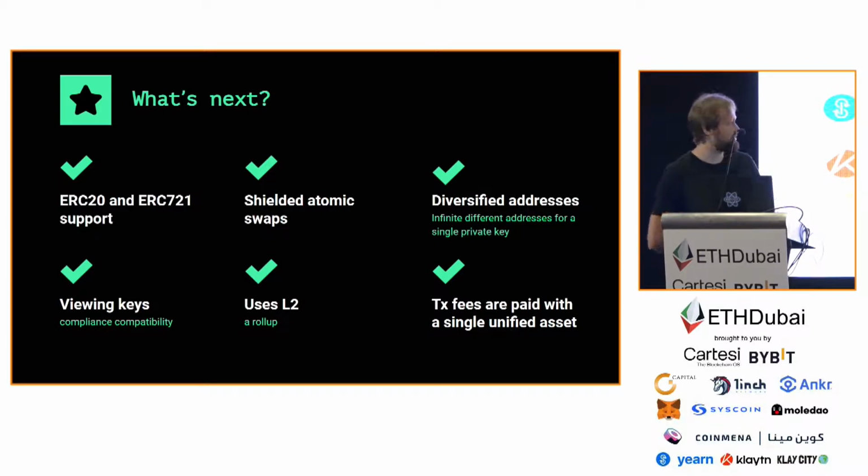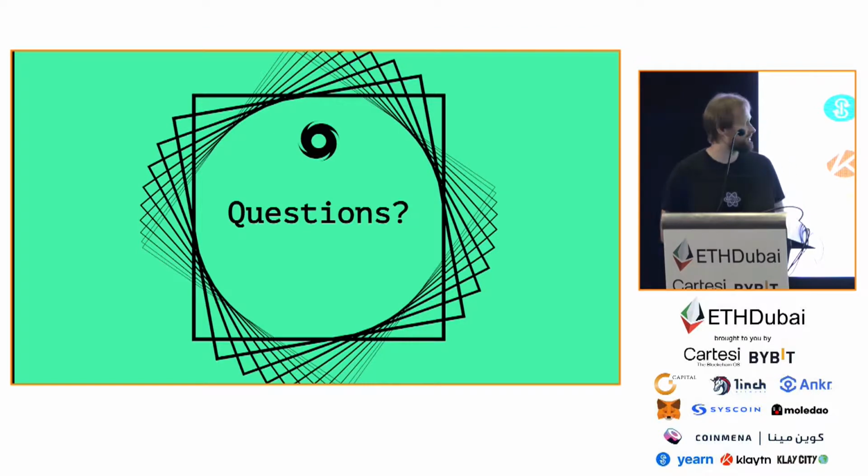And the transaction fee on the new version will probably be paid with a single unified asset like TORN, because when you transfer different ERC20s, you need to pay a fee to the relayer, but you don't want to expose which asset you are transferring. So it's a pretty good idea to have all the transaction fees paid with a single asset for any transaction. So this is pretty much it. If anyone has questions.